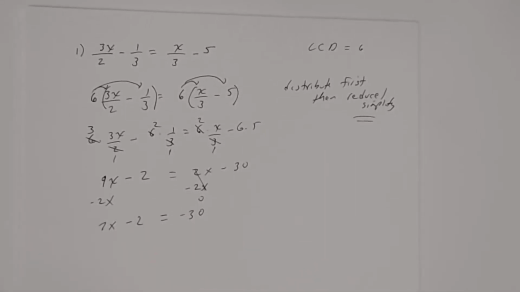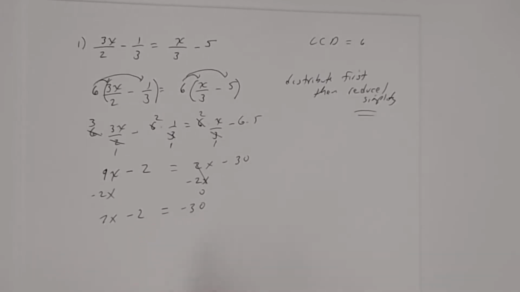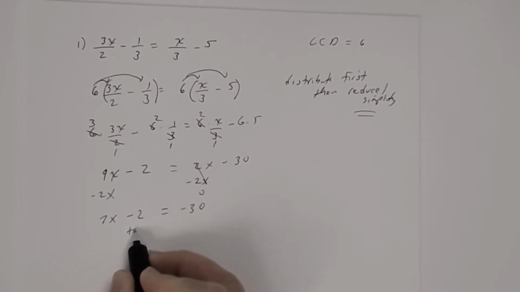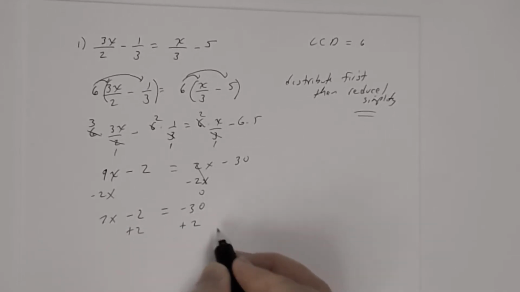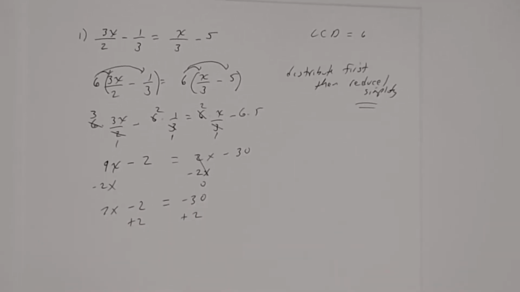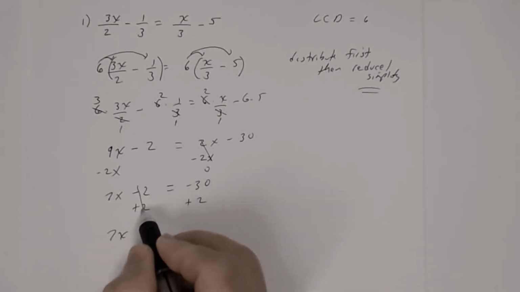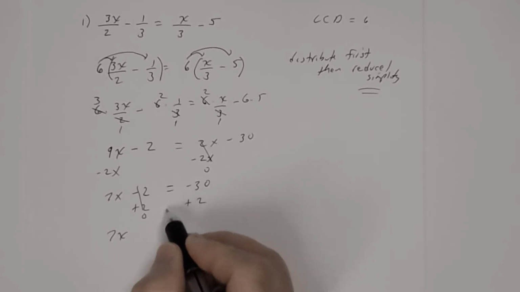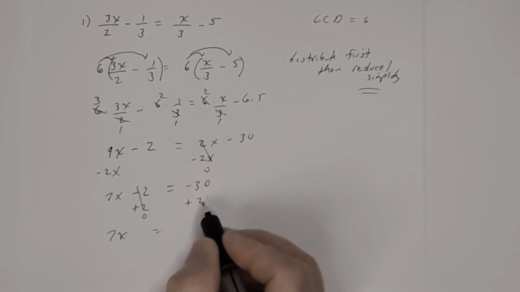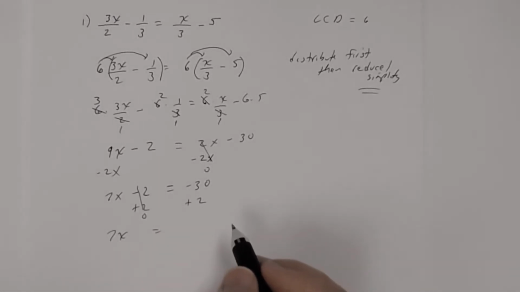And then the next step is to bring the constants to the other side. So notice I'm subtracting 2. If I want this to become a 0, then I've got to add 2. So think of the opposite. If I'm subtracting 2, you're going to add 2. But what I do to the left, I do to the right. Now let's combine like terms. So when I combine like terms, I get 7x, this is 0, when I combine those, equal, and then a negative 30 plus 2 is a negative 28.